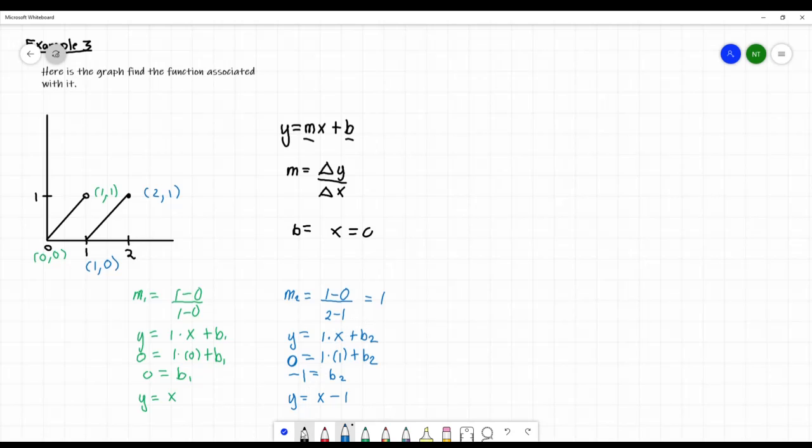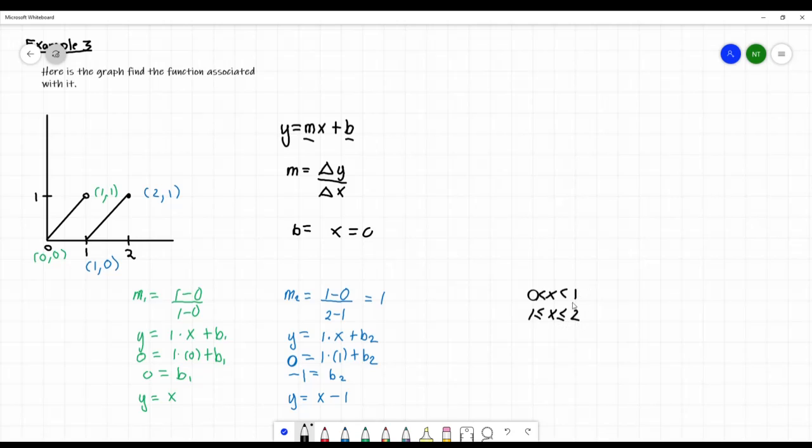So now we can go ahead and write that. We have our two domains. Our first domain is 0 less than x less than 1. And why am I doing less than 1? And here it's 1 less than or equal to x less than or equal to 2.